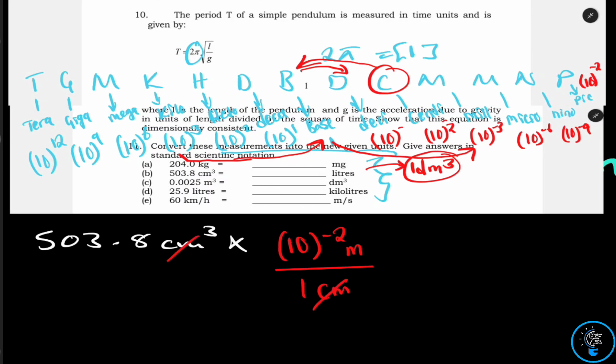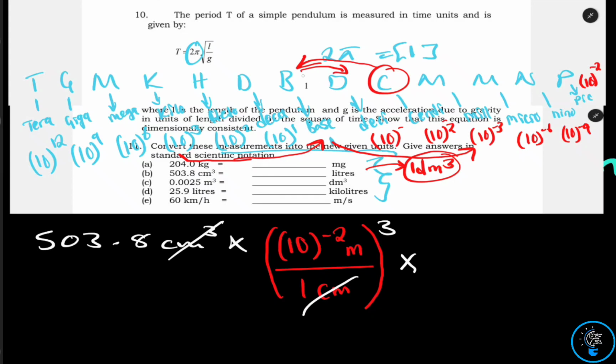So this part and that part will cancel. The answer is no. We have a power 3 there. So to get a power 3 there, we need to power everything to 3. So I'm going to put a 3 there. Yeah. So this part now can cancel that part. So I'm going to remain with meters.